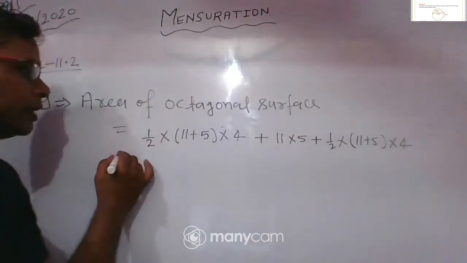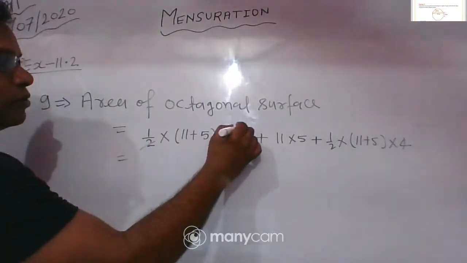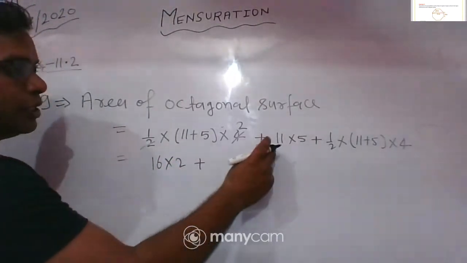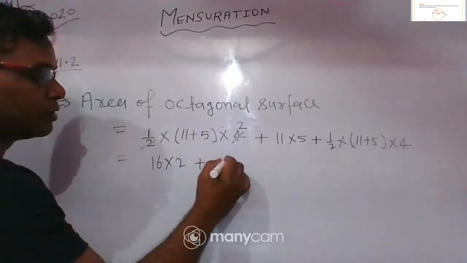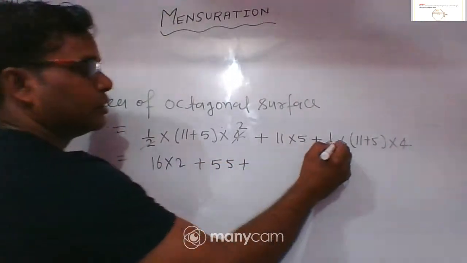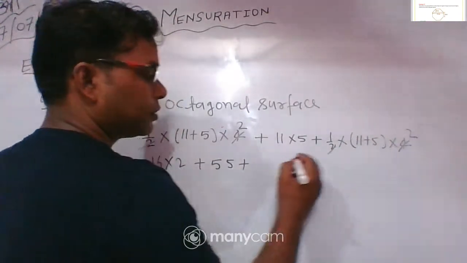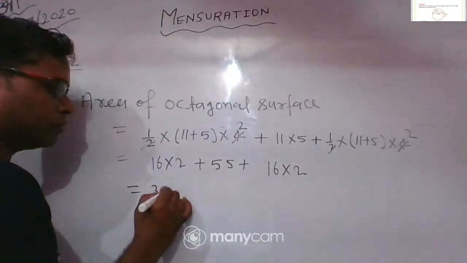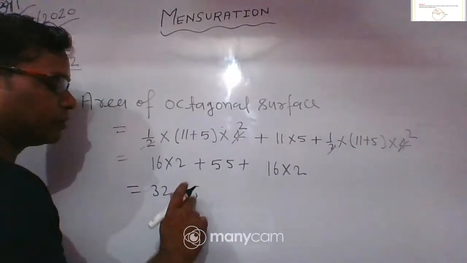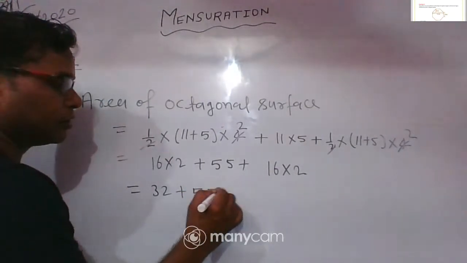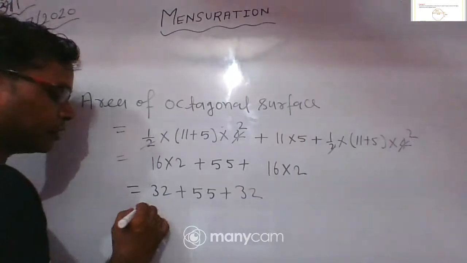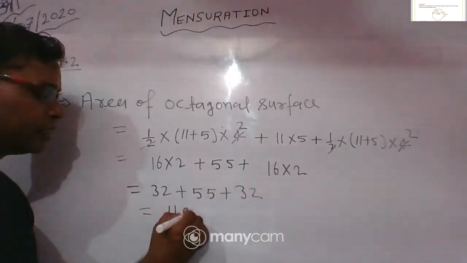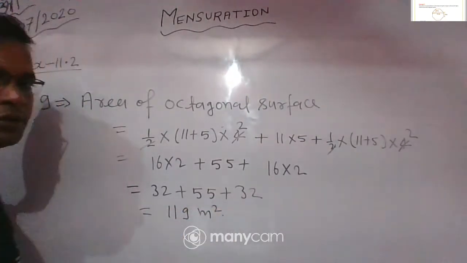So if you find this, it becomes 2, and here 16 into 2 plus 11 into 5, which is 55, plus it also becomes 2, so 16 into 2 becomes 32, plus 55 plus 32. Sum it and you obtain 119 meter square.